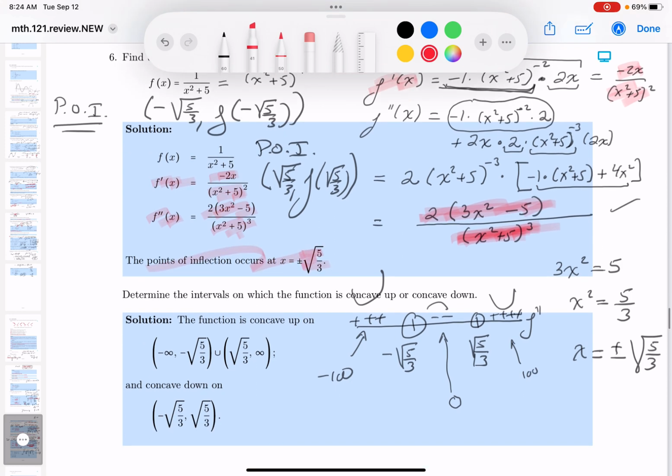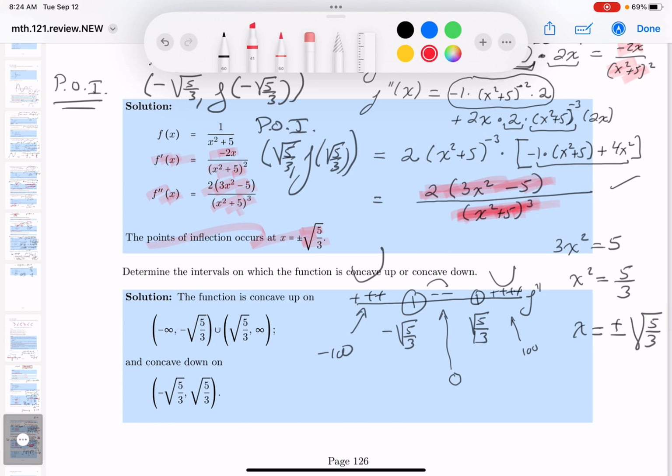All right, let's just go over concave up, concave down. And again, what I was looking at, the intervals, it's concave up here. So that's from minus infinity up to minus root 5/3. And it's concave up over there. So that looks reasonable. And it's concave down between those two numbers. And we're good to go. Thank you.